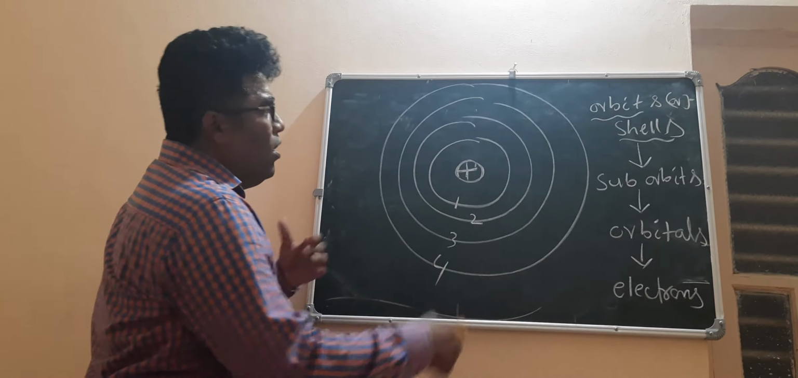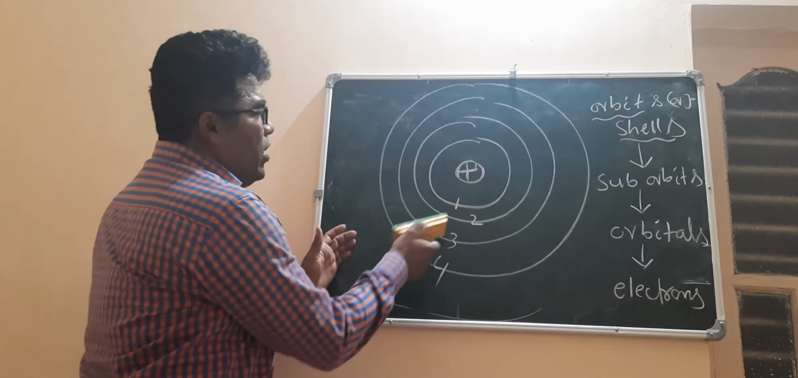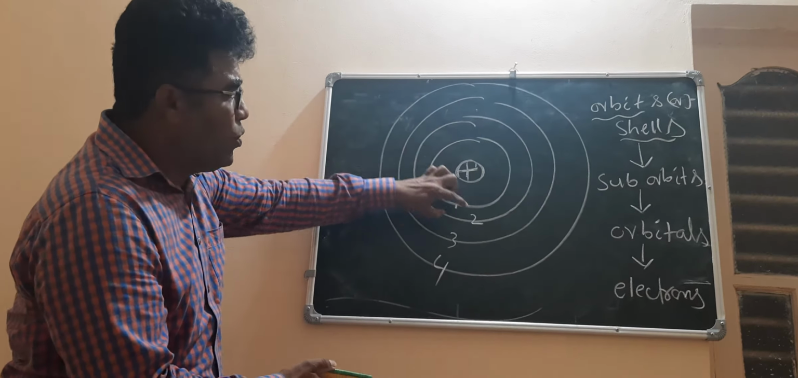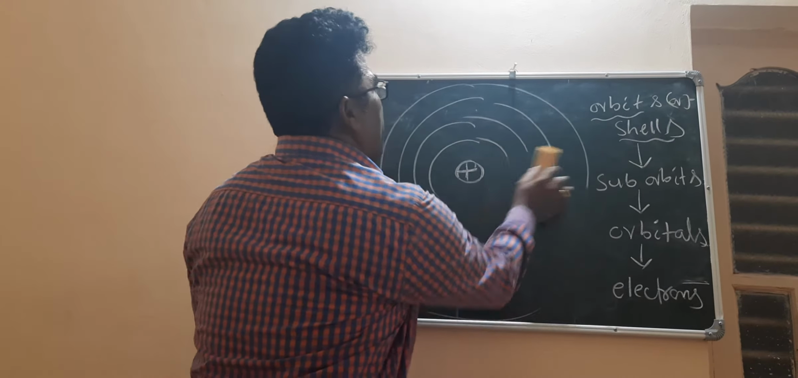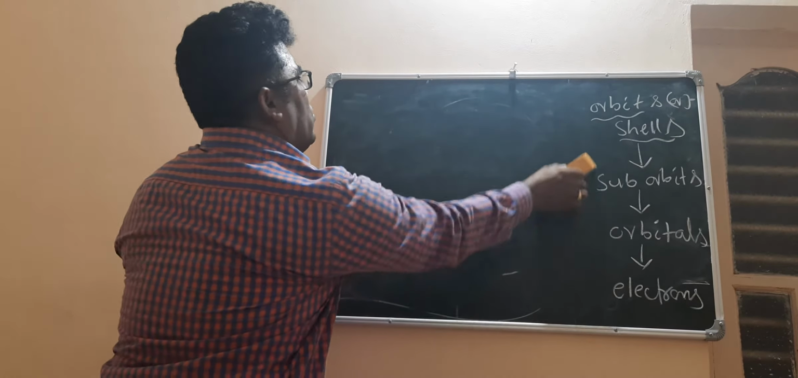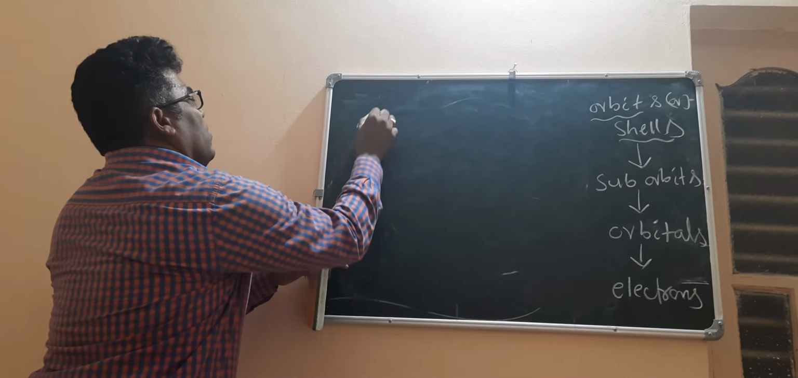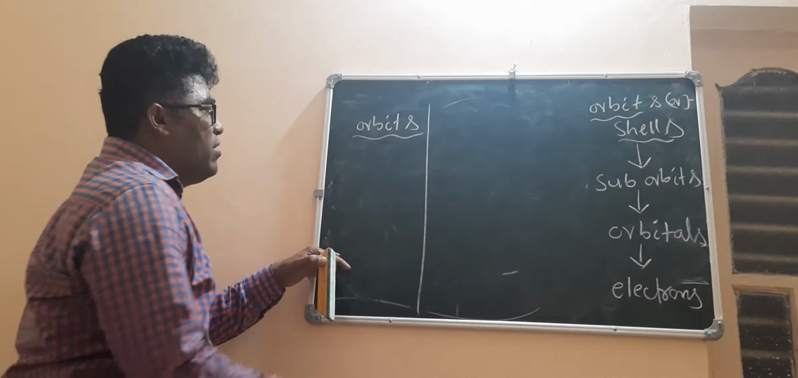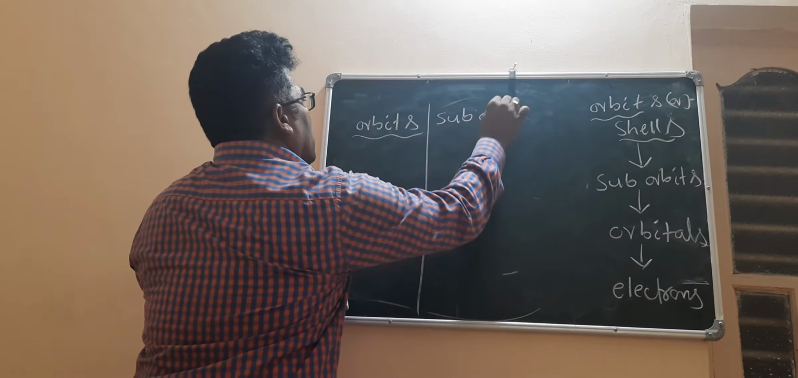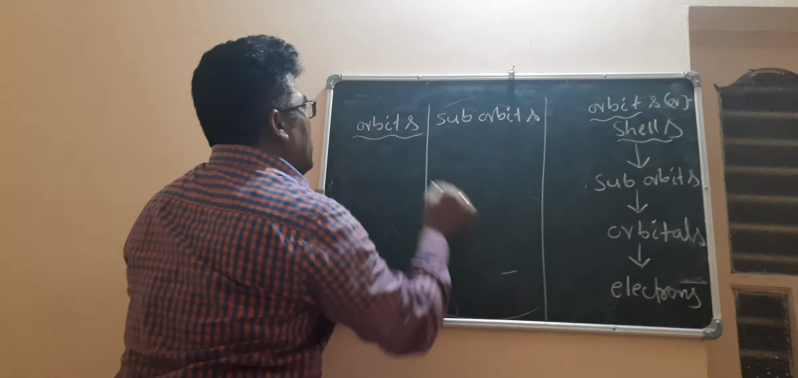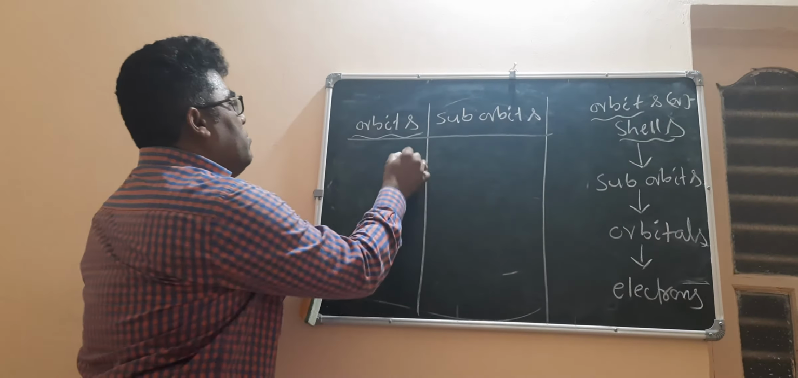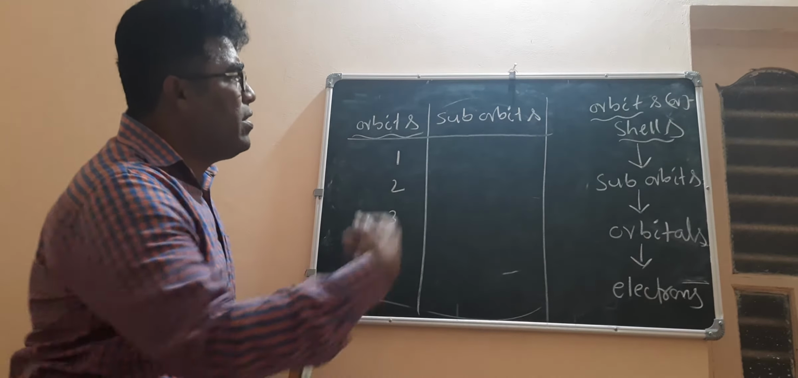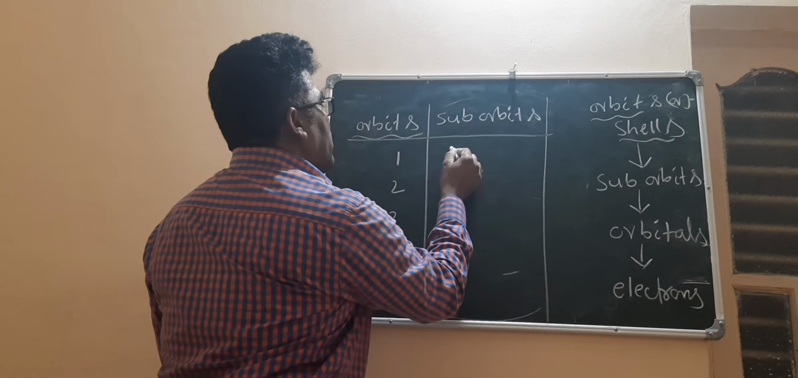Okay, now let us go through it in detail. Orbits means 1, 2, 3, 4, 5, and so on. Orbits contain suborbits. Suborbits means what?